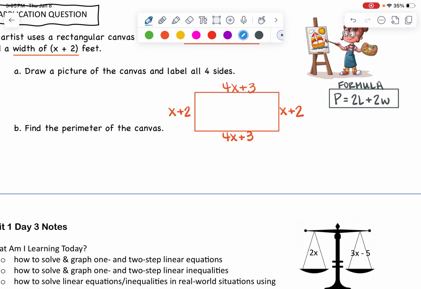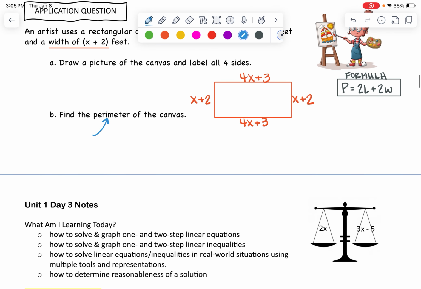So on part B, it says find the perimeter of the canvas. If you want to, totally use that formula, right? Multiply the lengths by 2 and the widths by 2 and add them together, yay, right? But remember, perimeter just means to add up all the sides. It's the distance around an object, right? Which is why we add up all the sides. So basically what we're doing is we are going to just start somewhere and we're just going to go around the rectangle and we're going to add up all the sides.